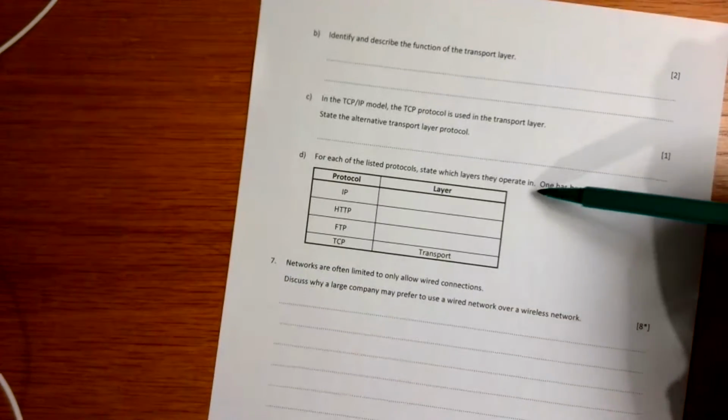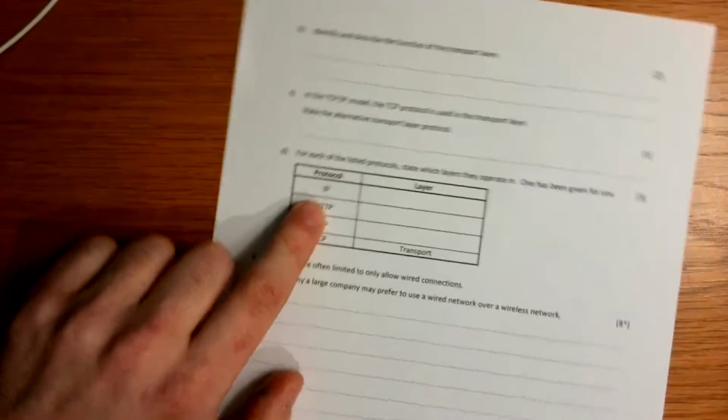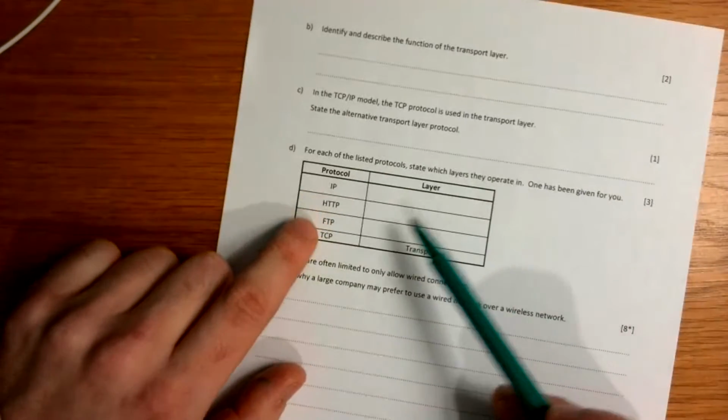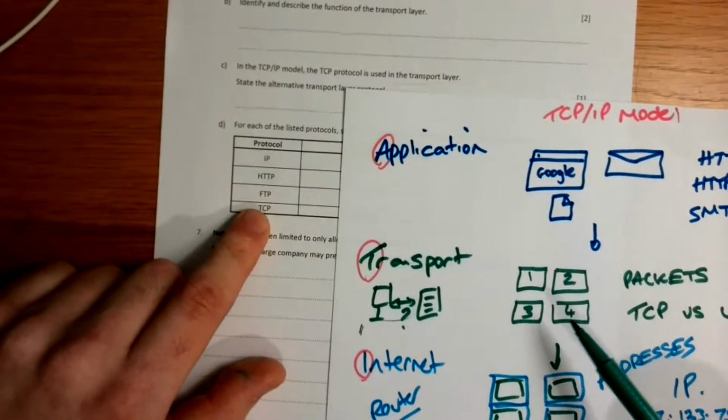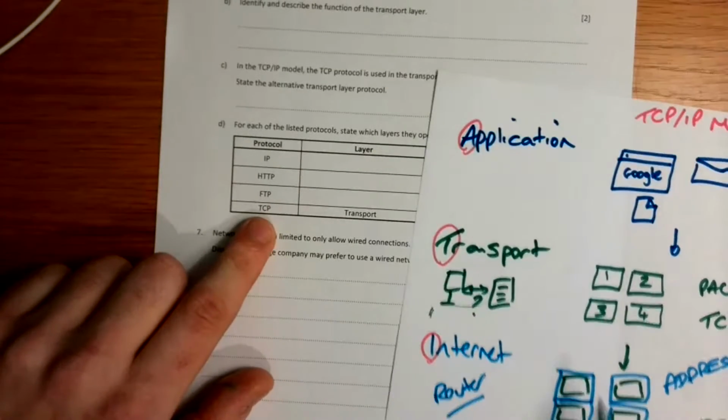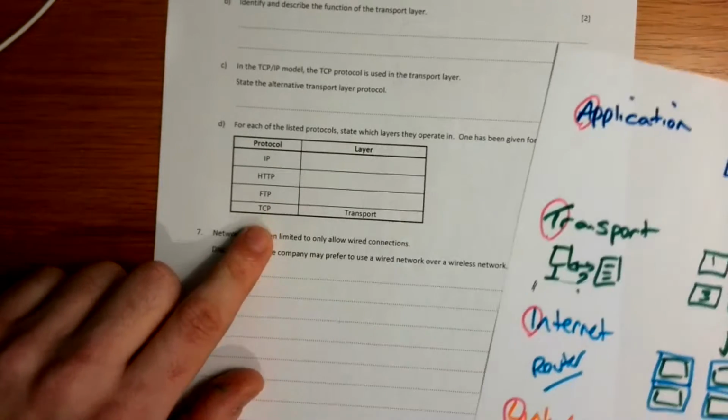For each of the protocols, state which layer they operate in. IP, well, internet protocol works at the internet layer. HTTP works at the application layer. FTP works at the application layer as well. And TCP works at the transport layer.